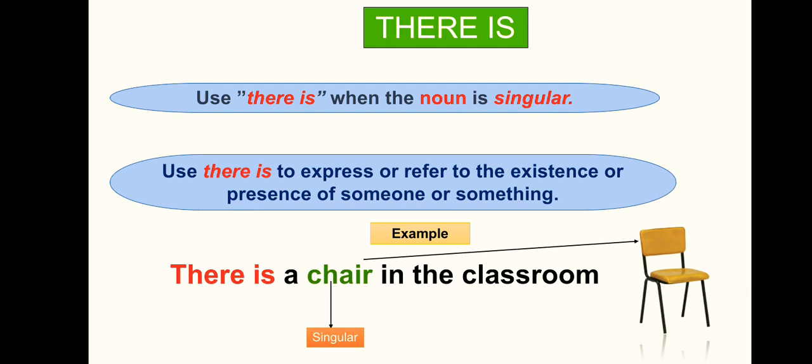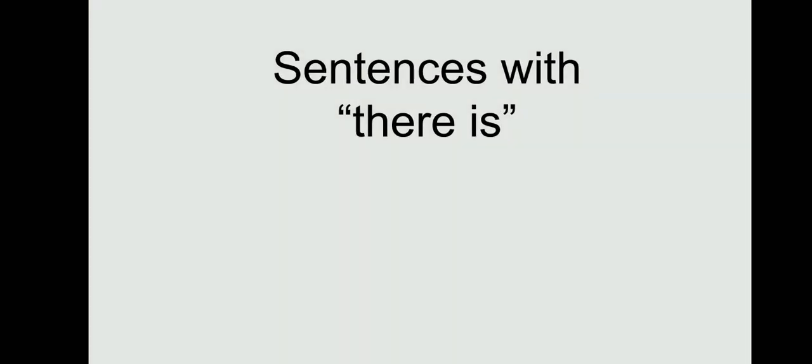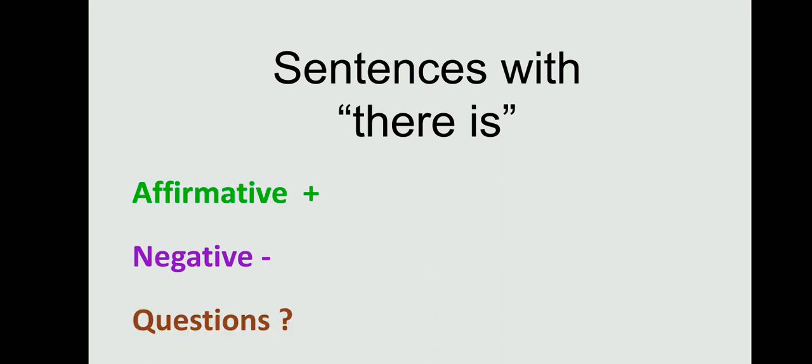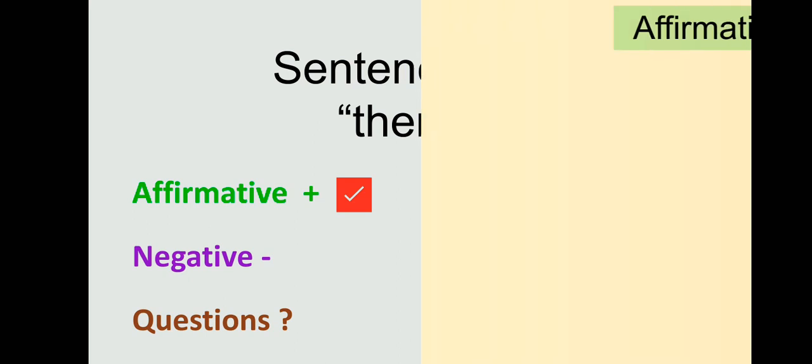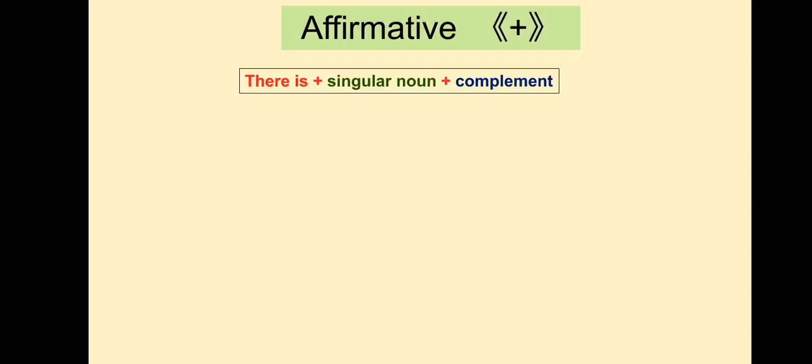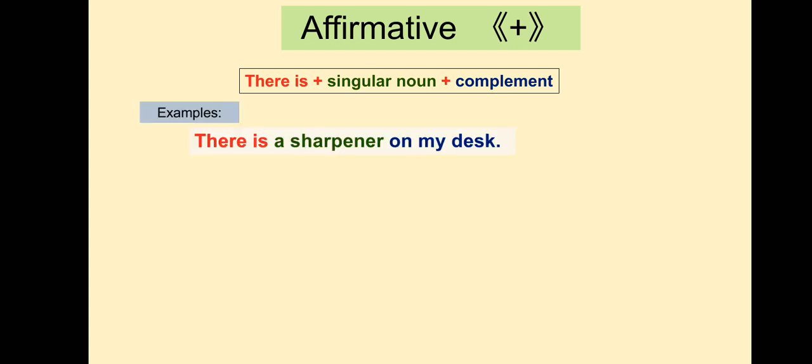All right. Sentences with there is. Here you can learn how to say affirmative, negative, and questions. Let's get started with the affirmative. For the affirmatives, we use the plus symbol. This is the formula. There is plus singular noun plus the complement. Example, there is a sharpener on my desk.